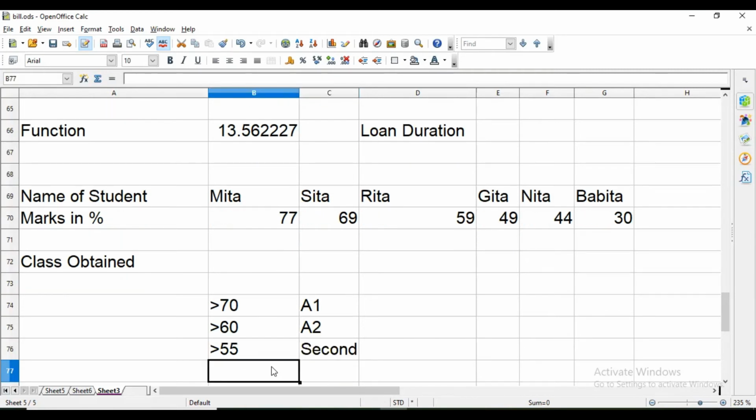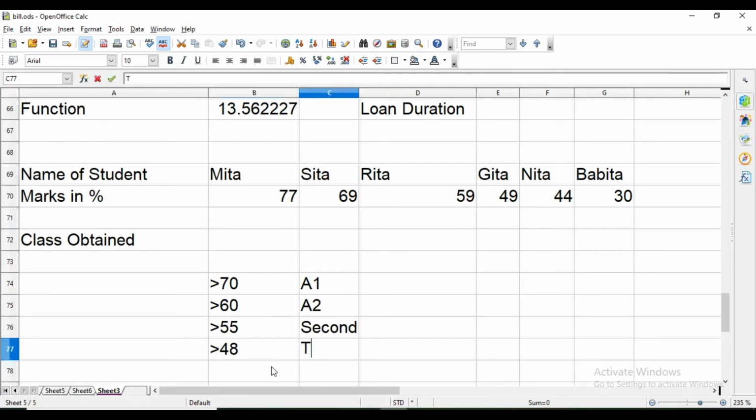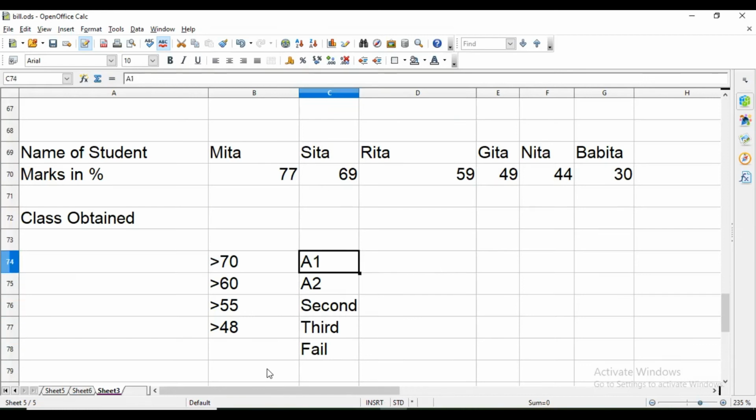Greater than 48, third. So here, if the percentage is greater than 70, then we are going to give A1 grade, greater than 60, A2, greater than 55, that is second grade, and greater than 48, that is third grade, and all else below that is fail. This condition we want to apply here.